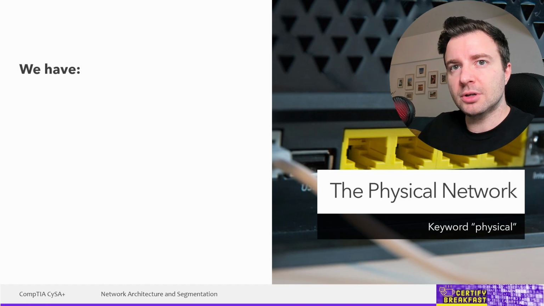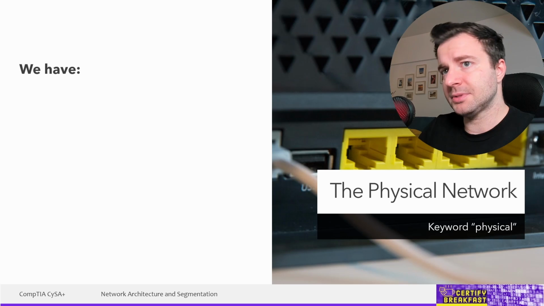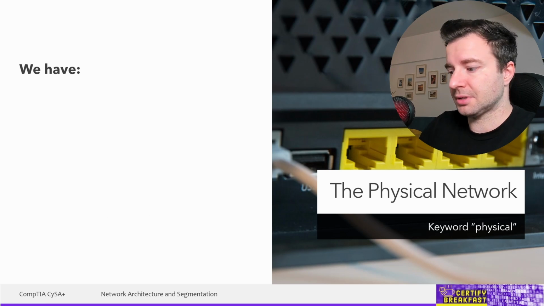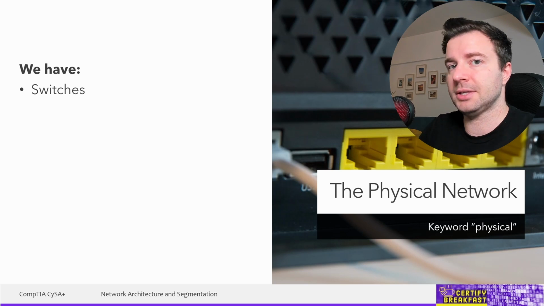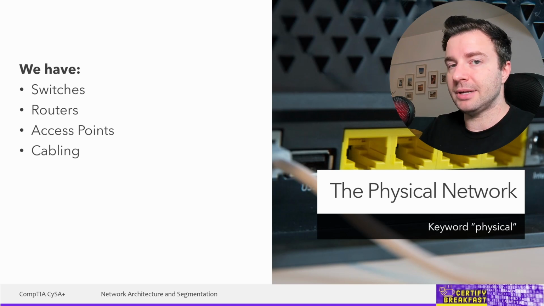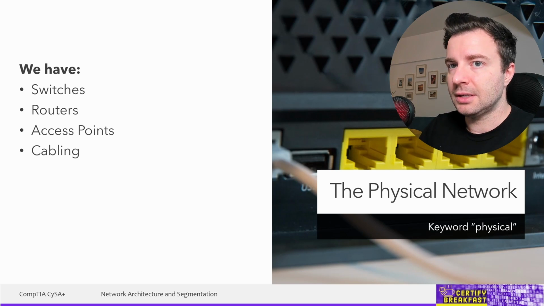And when we talk about networks, the first thing that comes to mind is an example of a physical network. That is the actual network that we can see and touch. So that's a place where we find switches, routers, maybe wireless access points, and don't forget about cabling as well. That's also part of the network.